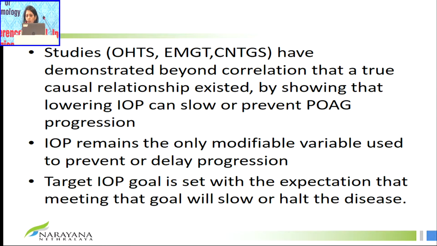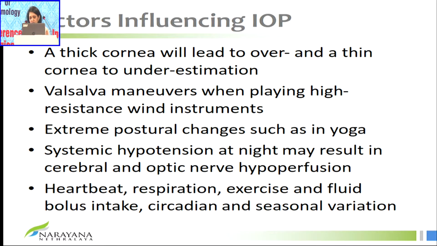Studies have also shown that a true causal relationship does exist because they have shown that lowering the intraocular pressure can slow or prevent progression of glaucoma. Intraocular pressure still remains the only modifiable variable that we use to prevent or delay progression. A target intraocular pressure is set in the management, hoping that attaining this pressure will slow or halt the disease.